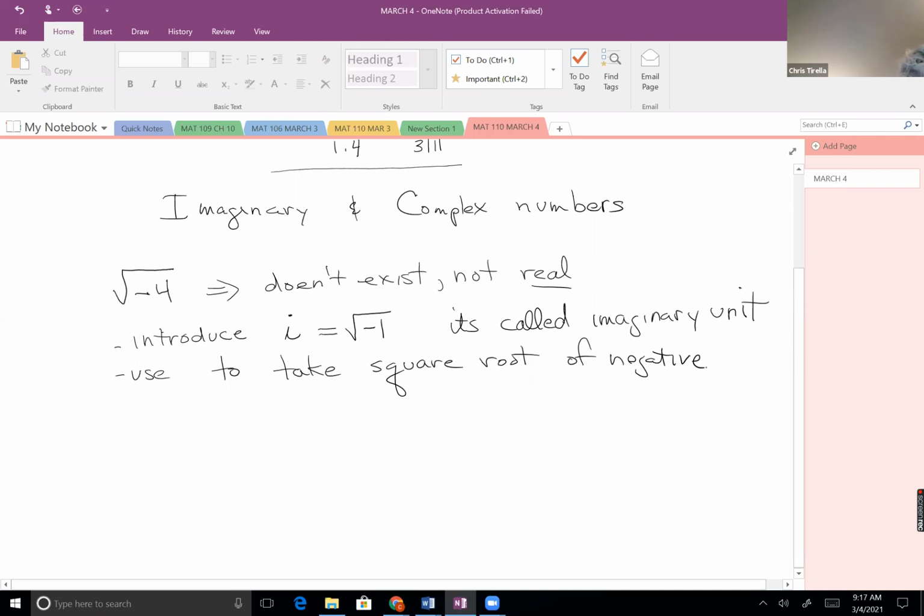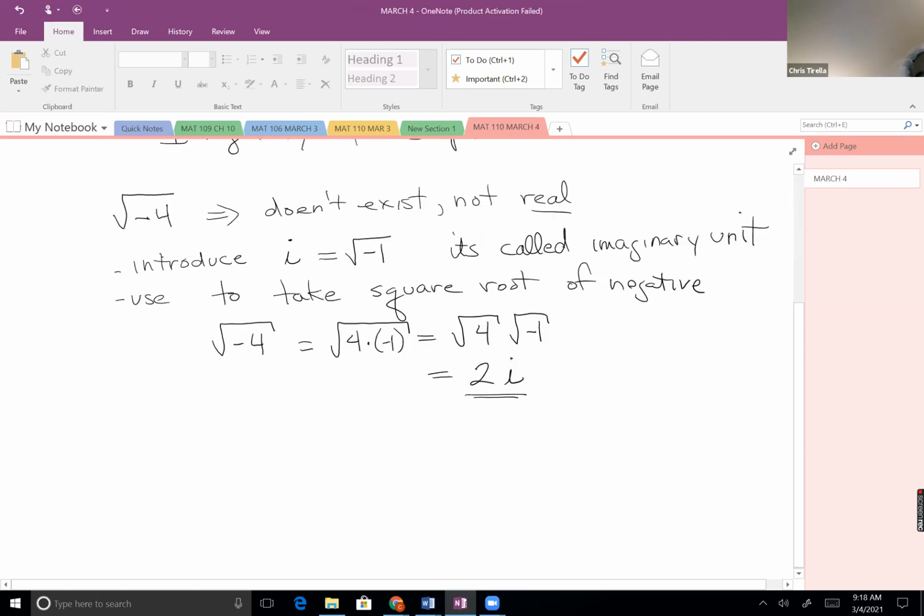In order to do this, we're going to make use of that multiplication property of radicals. Where I have the square root of -4, I'm going to think of that as the square root of 4 times -1. Just this one time, I'm going to take the effort of breaking that up into the square root of 4 times the square root of -1. That gives me 2i. That's an example of a pure imaginary number.